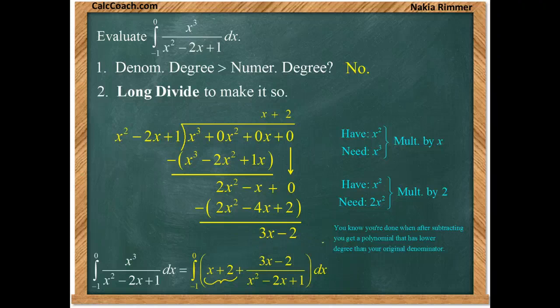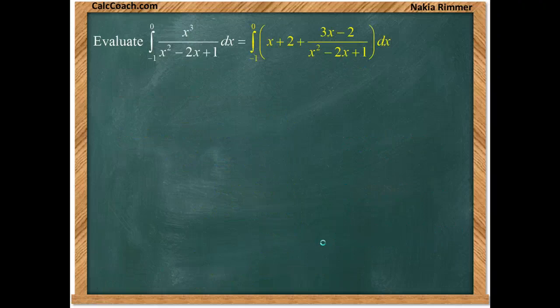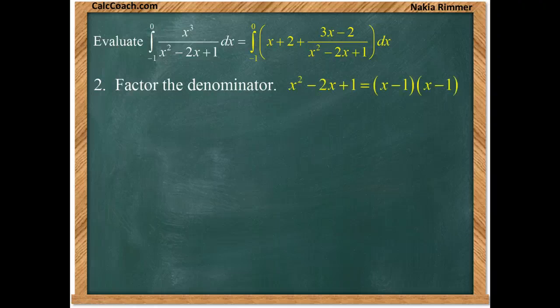So now what? We need to set up the method. The method is ready to start now. Well, we need to factor the denominator. The denominator is x squared minus 2x plus 1. That factors as x minus 1 and x minus 1. But it's best to call this x minus 1 quantity squared. If we were to leave it as x minus 1 and x minus 1, our partial fraction decomposition will go wrong.